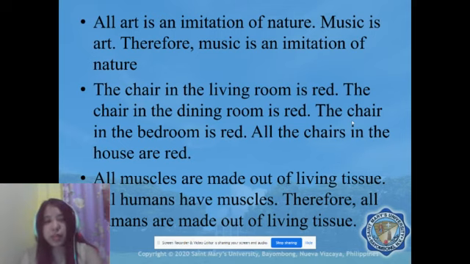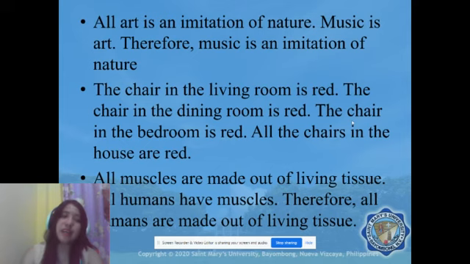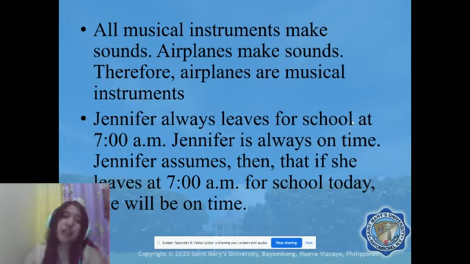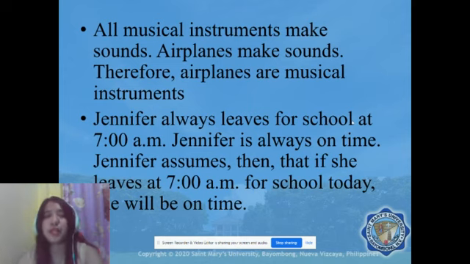All muscles are made of living tissue. All humans have muscles. Therefore, all humans are made out of living tissue. So this is again from general to specific. So it is an example of deductive reasoning. All musical instruments make sounds, airplanes make sounds, so it's specific. Therefore, airplanes are musical instruments. So it's again deductive reasoning.